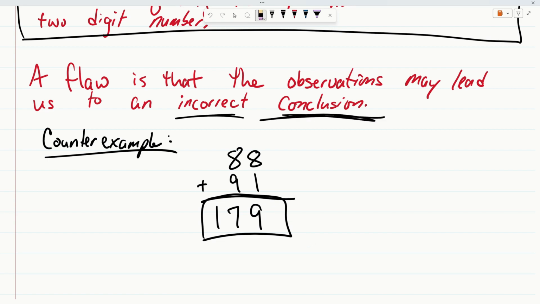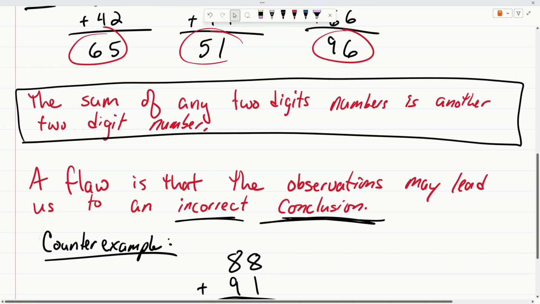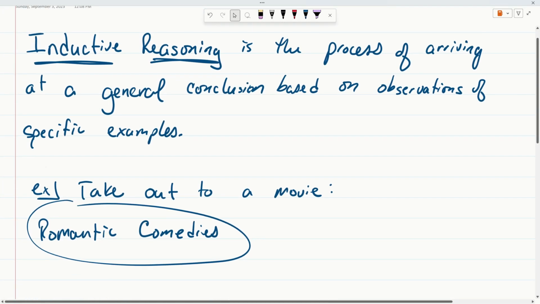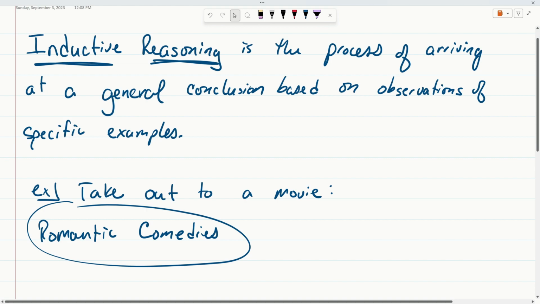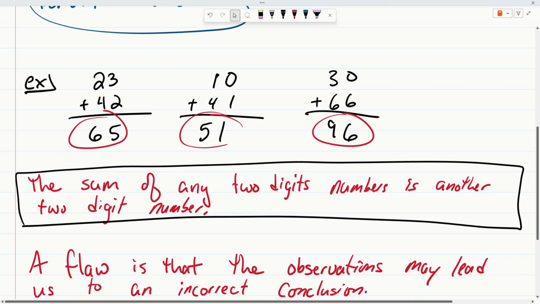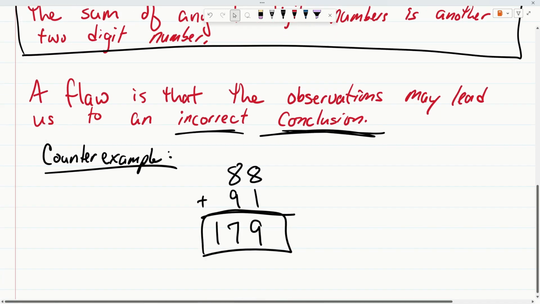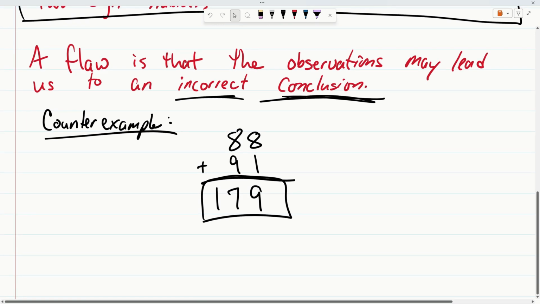Okay? So, inductive reasoning is the process of arriving at a general conclusion based on observations of specific examples. The flaw: those observations may lead you to an incorrect conclusion. How do we demonstrate that? Provide a counterexample. So it's really straightforward when you think about it.